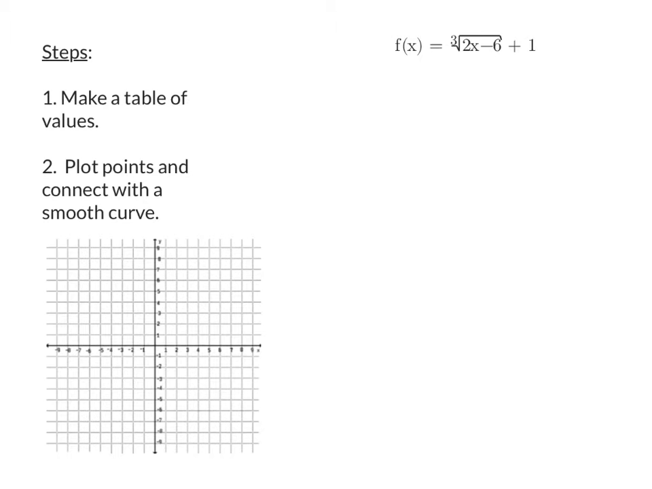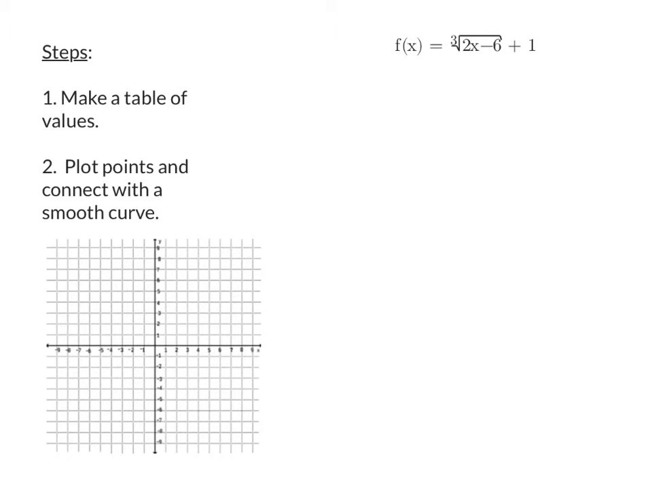In order to graph a cube root function, we need to follow two simple steps. Step 1, making a table of values, and Step 2, plotting the points and connecting them with a smooth curve. Let's take a look at the example of graphing f of x equals the cube root of the quantity 2x minus 6, plus 1.